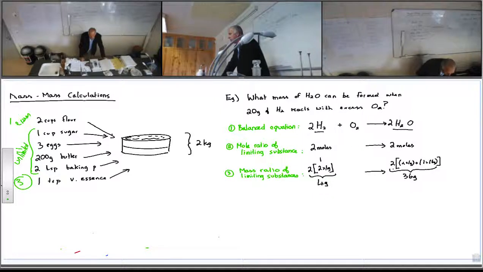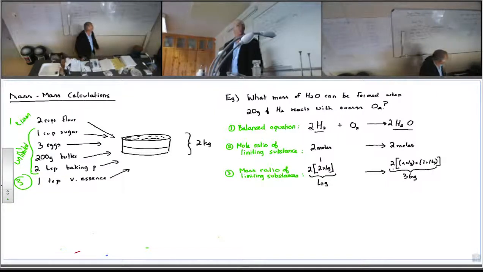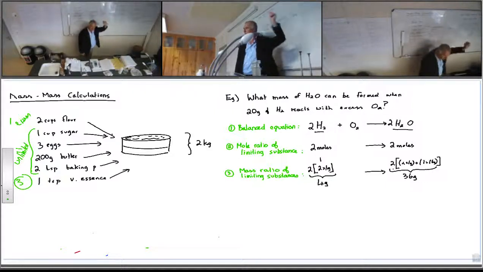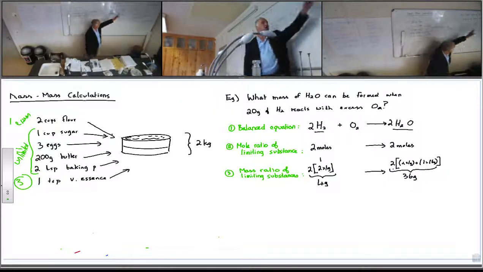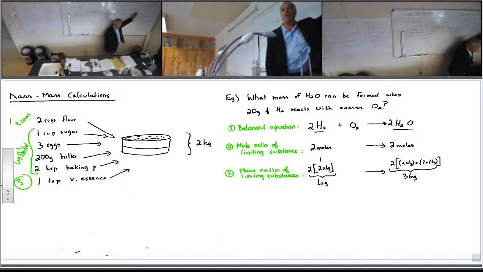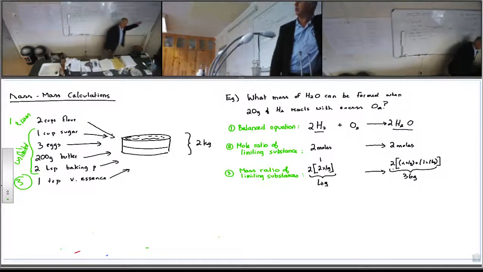Anyone confused? Anyone want me just to explain again? Let's just have a look at what we've done. What was the first step? We wrote down the balanced equation. In that balanced equation, which were the ones that were important? Hydrogen, because it was a limiting agent. And which else was important? Water. Why? Because that's what you were asked about.